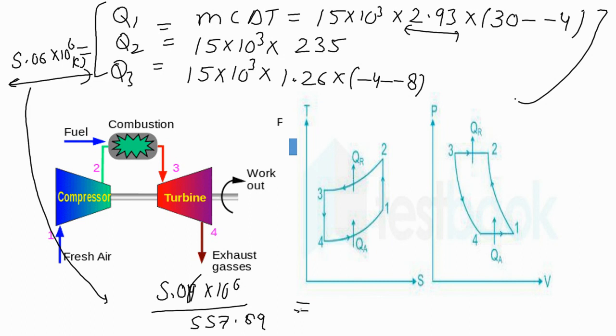Okay, 557.89. So we require this much time, 9.13 into 10 cube seconds, or we can convert it into hours. Let me divide it by 3600. So we require 2.53 hours. Okay, so we require 2.53 hours to cool this fish.